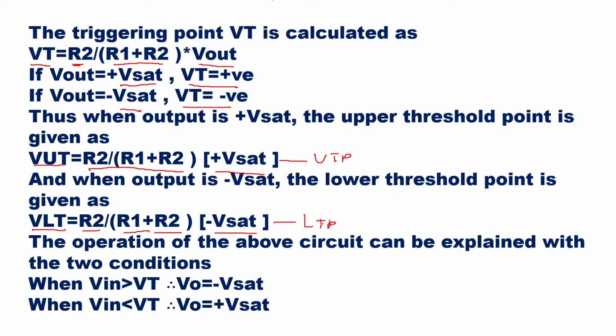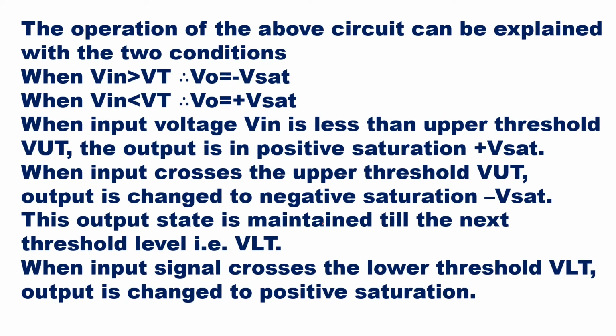The lower threshold point. The operation of the above circuit can be explained with two conditions. When V in is greater than Vt, V out is equal to minus V saturation. And when V in is less than the threshold, V out is equal to plus V saturation. This you can see in the waveforms also. As I've told you, the operation of the above circuit can be explained with two conditions. When V in is greater than Vt, V out is equal to minus Vsat, and when V in is less than Vt, V out is equal to plus Vsat. So this is how it is going to vary at the output.